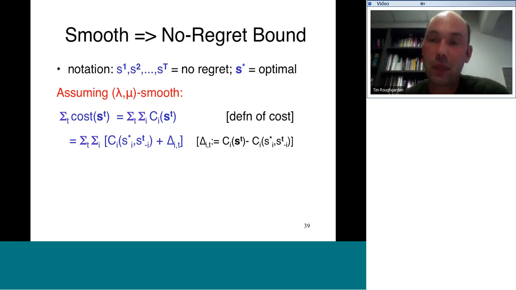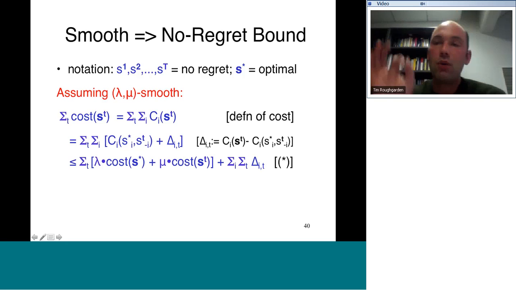Okay, so that's how much it gets better if it follows this recommended deviation. So this was always non-positive in the Nash equilibrium case. Now this can be strictly positive because these are not Nash equilibria in general. So the plan is we're just going to use the smoothness hypothesis to control these entangled terms, and we're going to use the no-regret assumption to control the deltas.